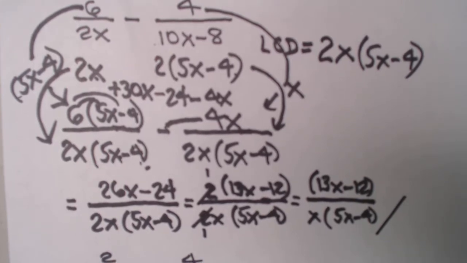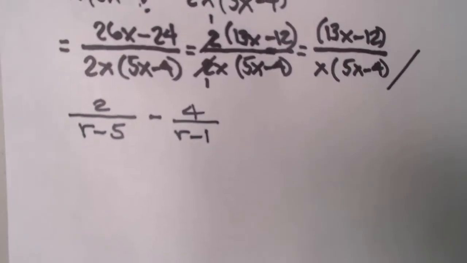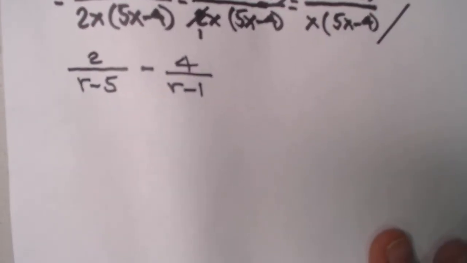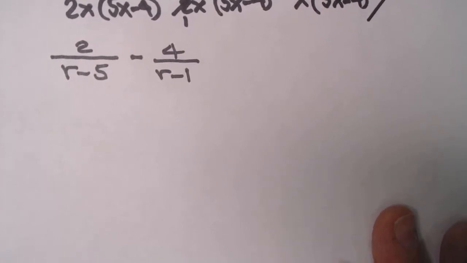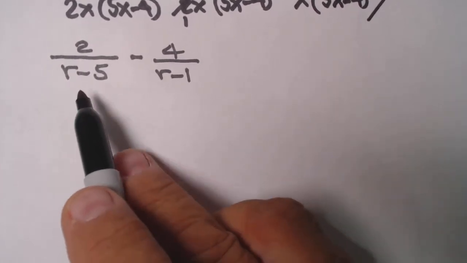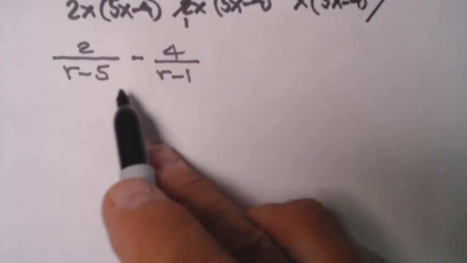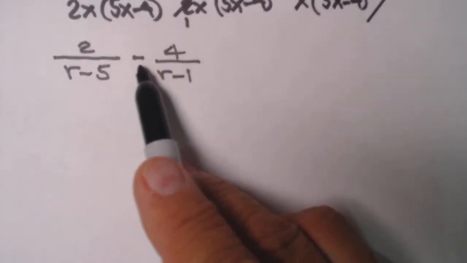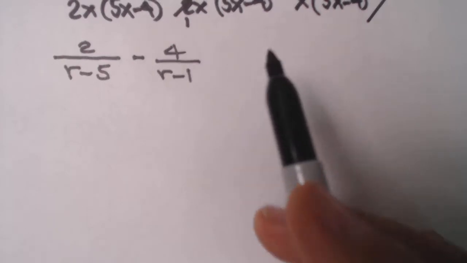Scoot up the page a little bit more here. And here we go. I've got 2 over r minus 5 minus 4 over r minus 1. Well, you see these denominators? They are definitely different. So we do not have a common denominator at the moment. And of course, since we're subtracting, remember, if you're adding or subtracting, you need to have an LCD.